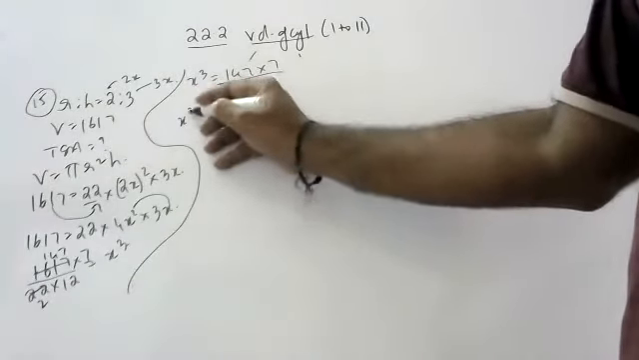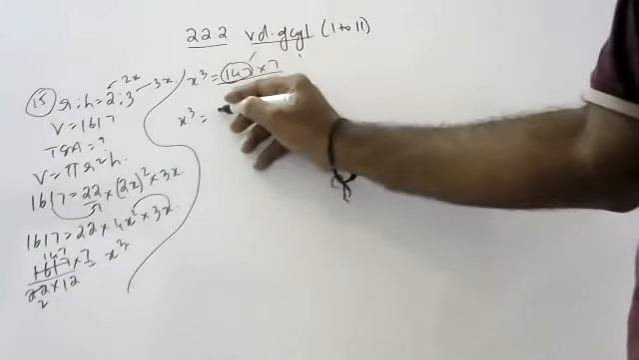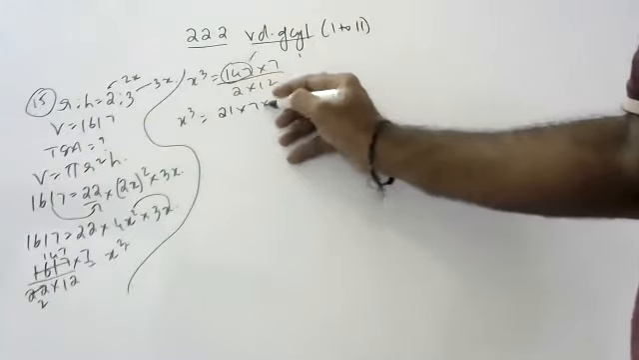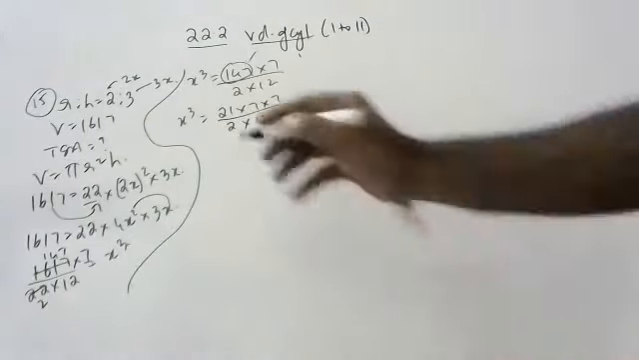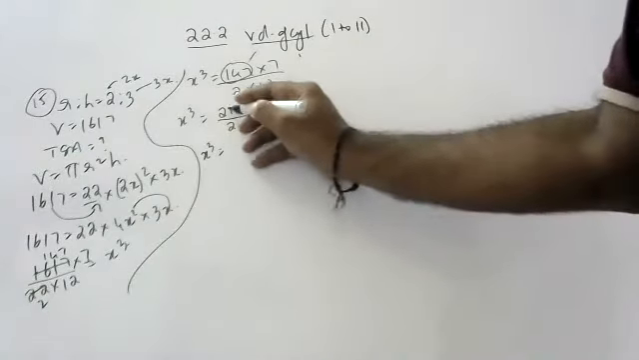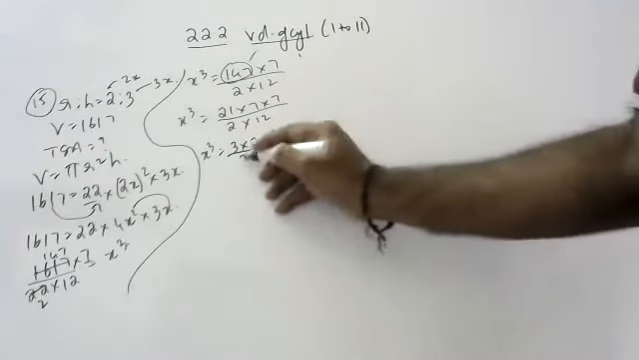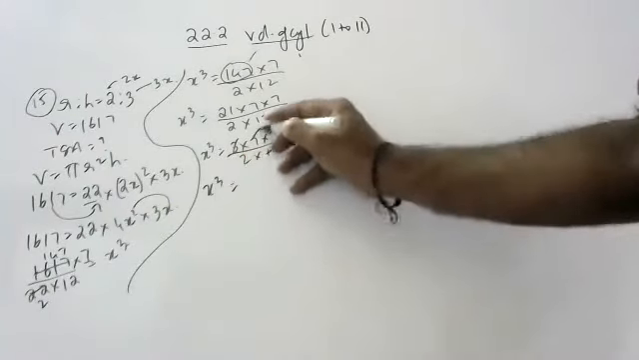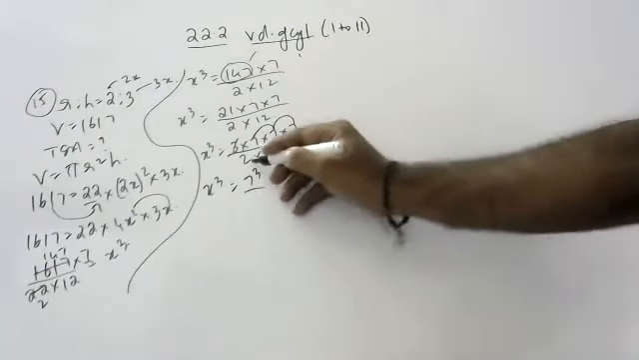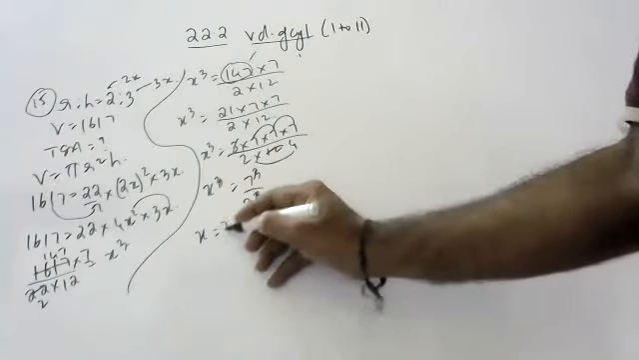So x cube is equal to this. We can write 147 as 21 into 7, so 3 into 7 into 7 into 7 by 2 into 12, and 3 fours are 12. So x cube is 7 cube by 8, and 8 we can write as 2 cube. So x is equal to 7 by 2.